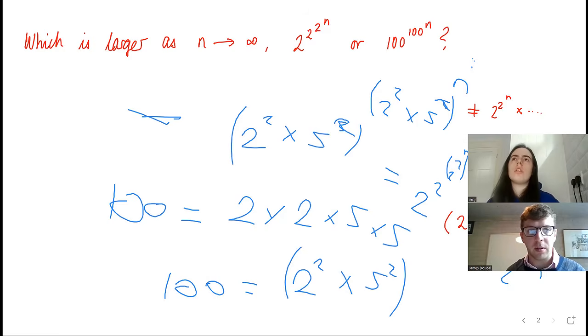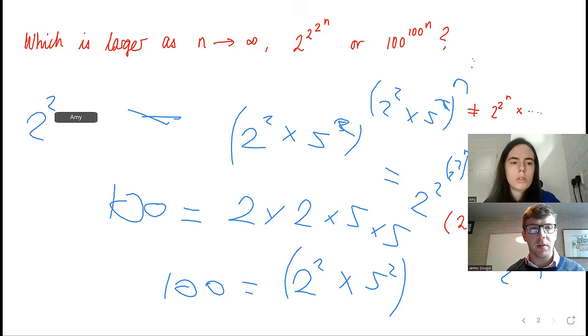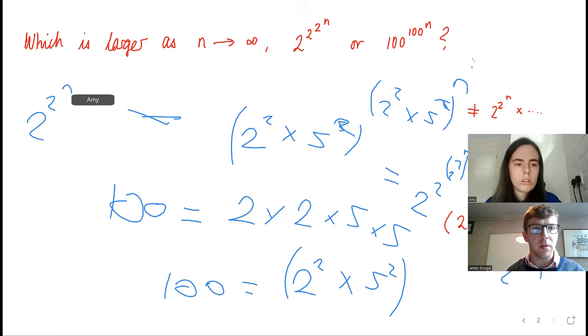Well, 100 to the n grows bigger than 2 to the n. However, 2 to the power of 2 to the power of n, as n grows bigger, I'd say that 2 to the 2 to the n grows bigger than 100 to the n. That's correct.